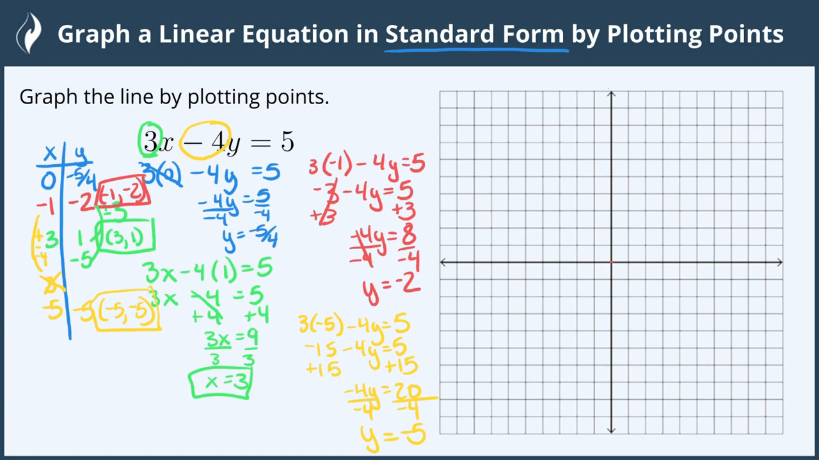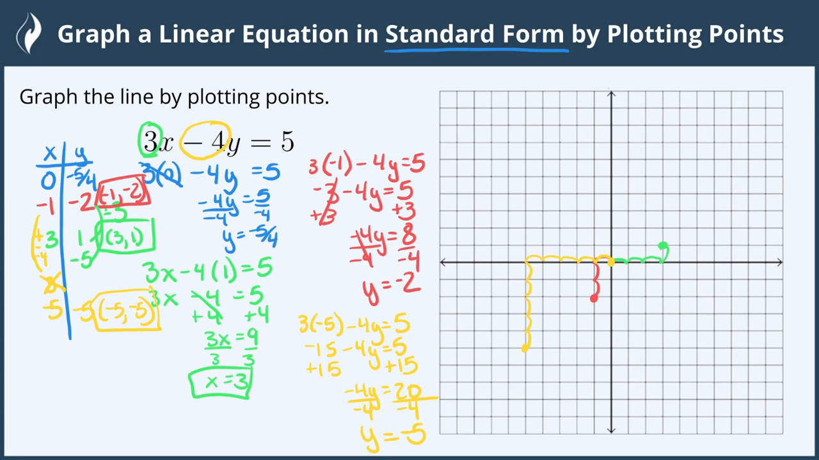Let's graph the first one. Starting at the origin, we'll move -1 in the x direction and then down -2 in the y direction. And so our first point is here. Our next point is 3, 1, so we'll start at the origin and we move 3 in the positive x direction, 1, 2, 3, and then +1 in the y direction for our second point. And our last point is -5, -5. Starting at the origin again, we will move -5 in the x direction, 1, 2, 3, 4, 5. From here, we'll move -5 in the y direction, 1, 2, 3, 4, 5. And this is our last point.